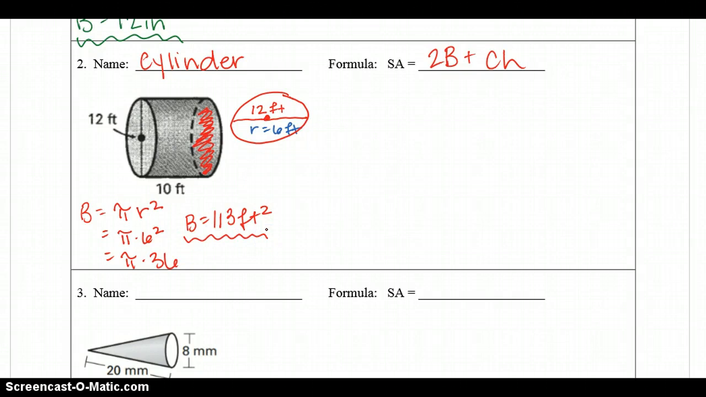What else do we need to know for our formula here? Luda? What else do we need to know? We know capital B. What else do we need to figure out? The C and the H. So what does the C represent?